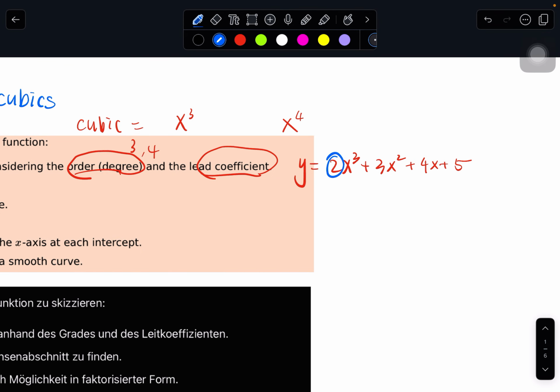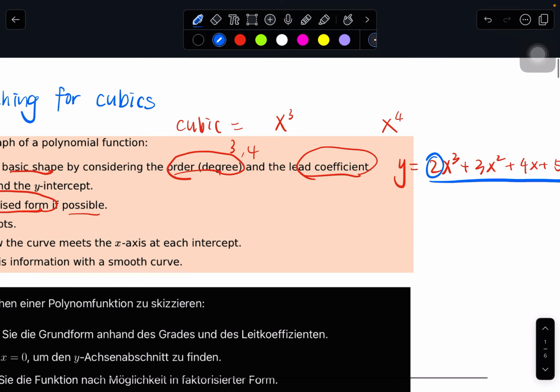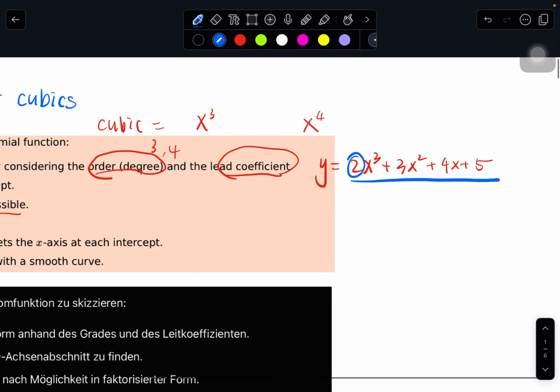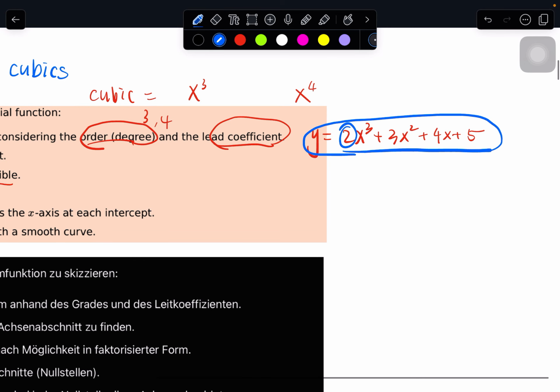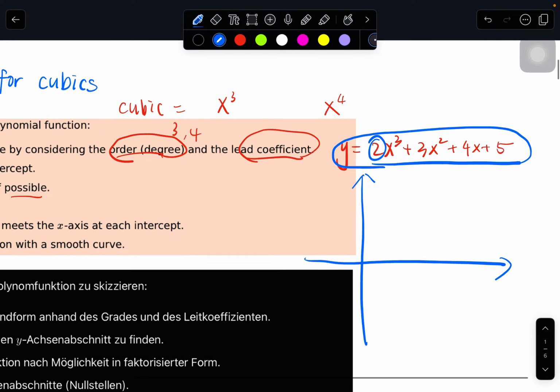obvious. For example, let's just use this function. If we want to find the y-intercept of this curve, let's say we don't know the behavior of this curve, but we want to know the y-intercept, which means the intersection between the curve and the y-axis here. So we want to know this point.